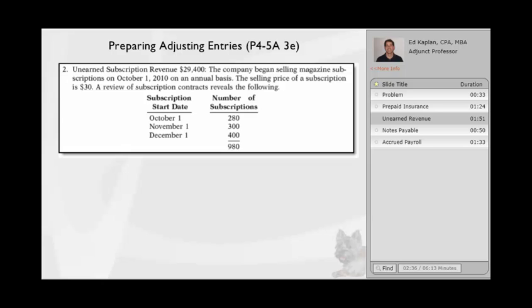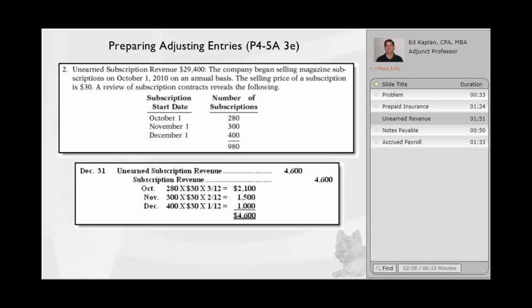Okay, now you see the solution, and what you see is we are transferring from the unearned subscription revenue to the subscription revenue $4,600. In other words, we are reducing our liability of unearned subscription revenue and recording subscription revenue that was earned during 2010. And how we do that is we look at each number of subscriptions that started on a particular date. So in October there were 280.